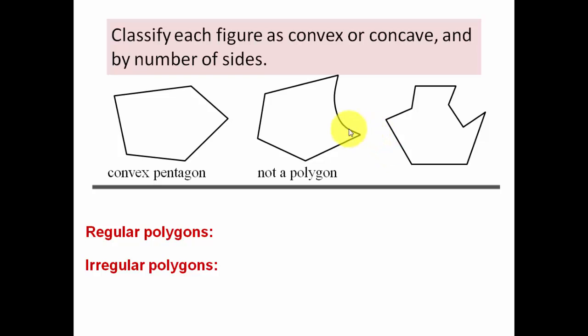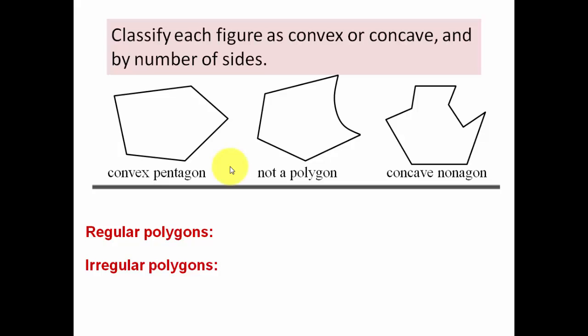The reason is because it has this curved side right here. Polygons cannot have round sides. They have to be straight lines connecting the vertices. And the last one, this one's concave because it caves in, and it has 1, 2, 3, 4, 5, 6, 7, 8, 9 sides, making it a concave nonagon.